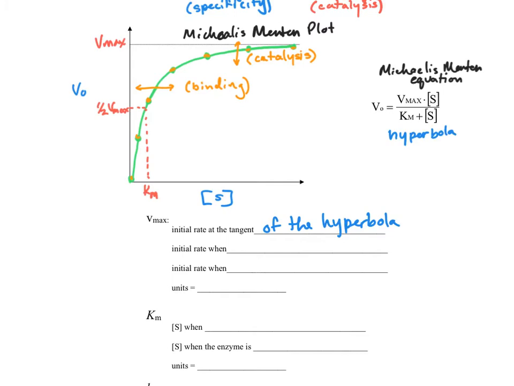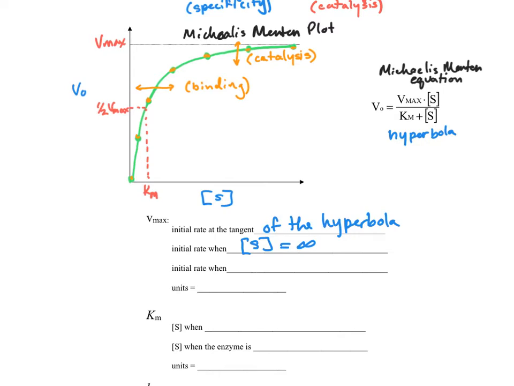Now, mathematically, because it's a tangent, we would say that the Vmax is the initial rate when the substrate concentration is equal to, well, infinity. You never actually get there. You can't get there in a laboratory setting, but you can only approach closer and closer. So mathematically, it's only when the substrate gets to infinity.